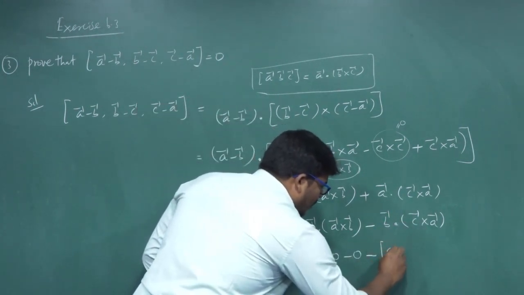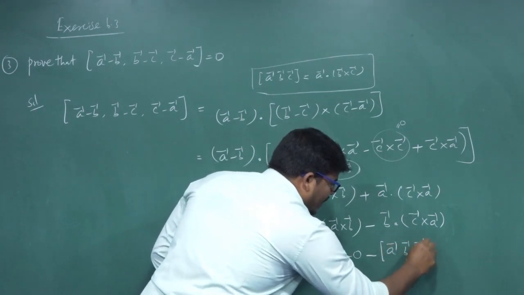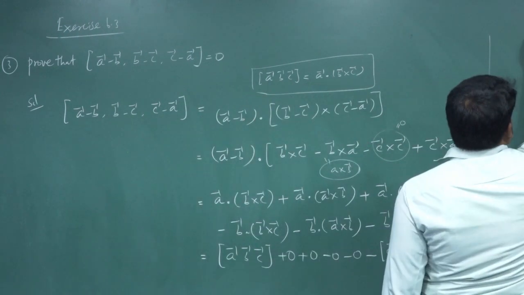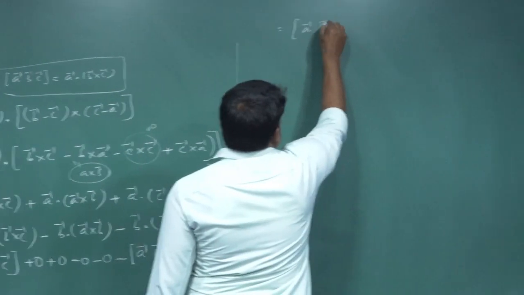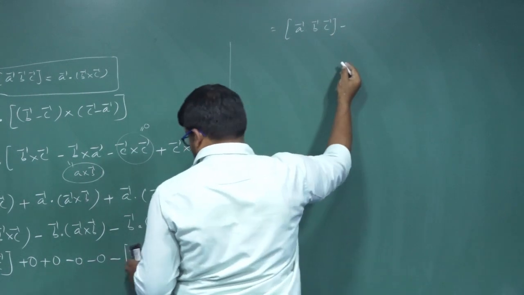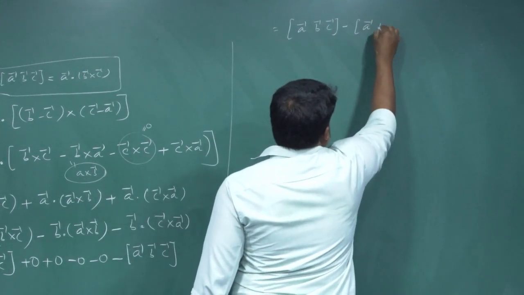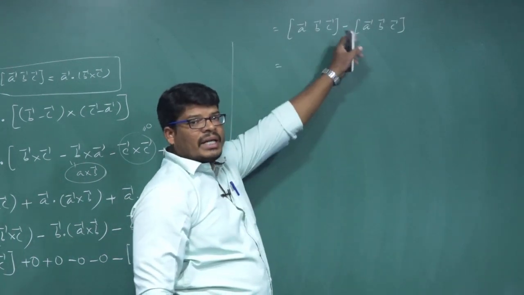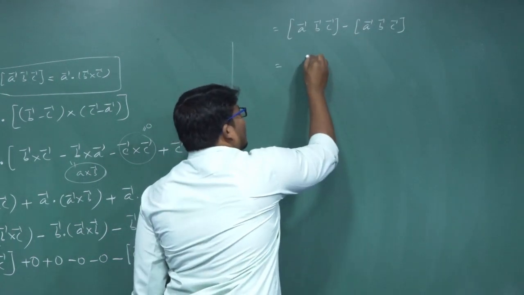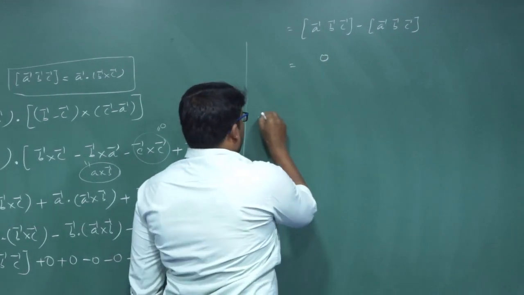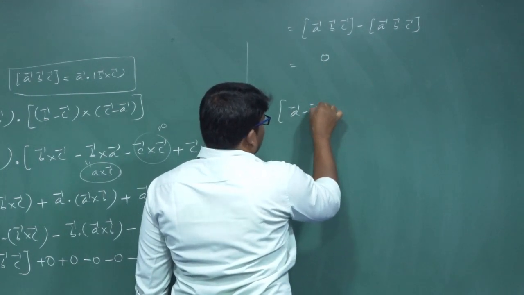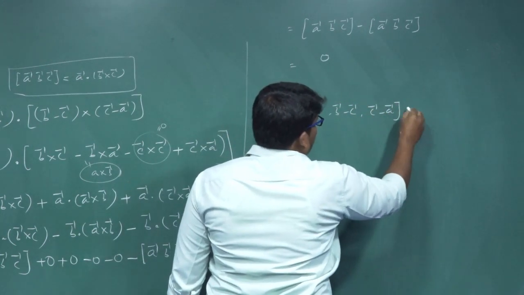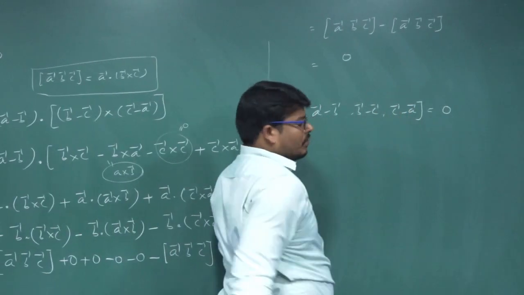Now write it as the box product of A vector, B vector and C vector. That is equal to the box product of A, B, C minus the box product of A, B, C. That is the box product of ABC minus the box product of ABC. This result equals 0. Therefore, the box product of A vector minus B vector, B vector minus C vector, C vector minus A vector equals 0. Hence proved.